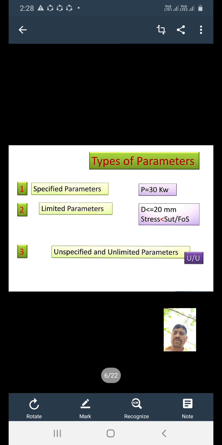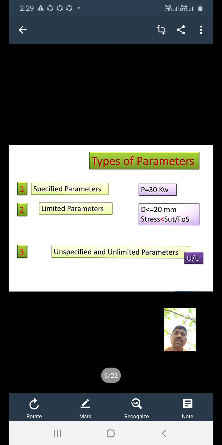Then next is limited parameter. Limited means they have some constraint or limitation. Diameter of the given object is less than or equal to 20 mm. This is one of the examples. Or stress is less than SUT divided by factor of safety. Okay, this stress is always less than SUT divided by factor of safety.